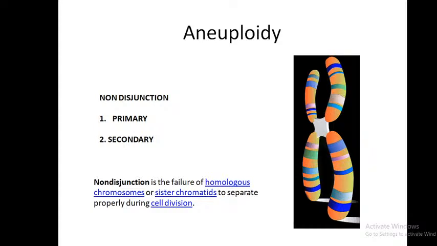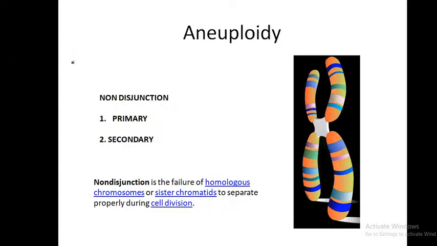Aneuploidy is the phenomenon in which an organism possesses a chromosome number that is not an exact multiple. Till now we said n becomes 2n, 2n becomes 4n. What is that? It is exact doubling. Aneuploidy means it's not an exact doubling of the chromosome. Aneuploidy is the phenomenon in which an organism possesses a chromosome number that is not an exact doubling.